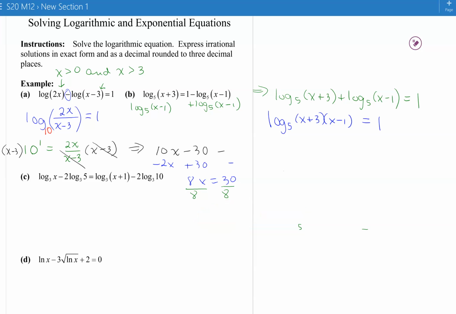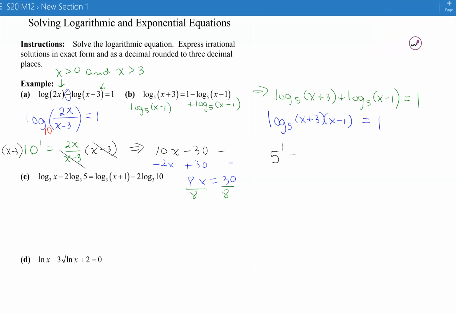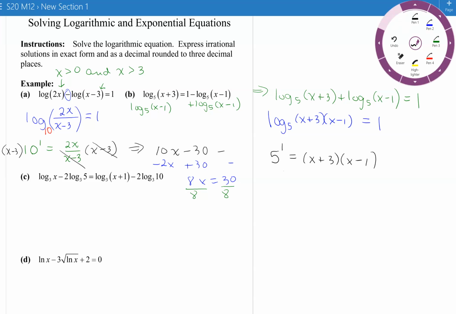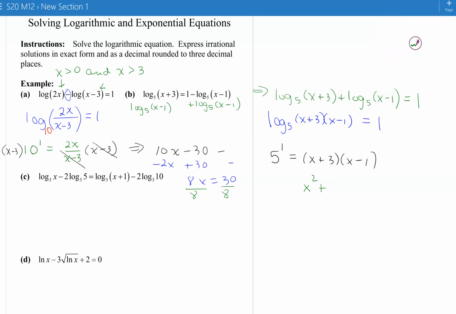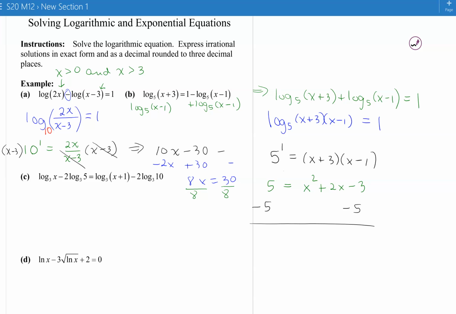So now that I have a single logarithm, my strategy is to write in exponential form. So I'm going to have 5 to the 1 equals x plus 3 times x minus 1. So this is going to be quadratic, so I need to get x squared plus 2x minus 3 on this side and the 5 on the other, and then I need to get 0 on one side to solve a quadratic.